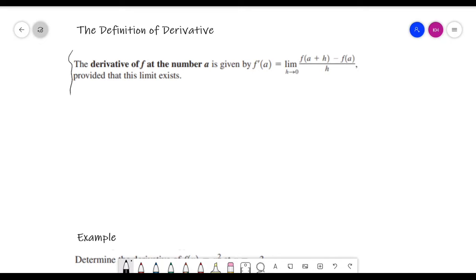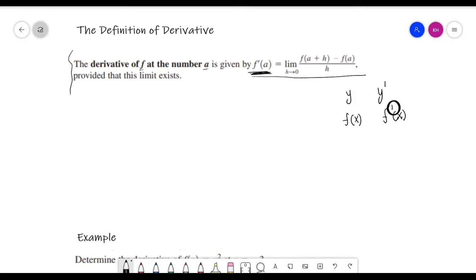So here's the definition of a derivative. Let me just go through this. A derivative of function f at a number a is given by this formula, provided that this limit exists. Now, there are a couple of things that we need to talk about. The first thing is how we are going to denote a derivative. If we have a function y, the derivative would be y prime. If we have a function f of x, the derivative is going to be f prime of x. So that prime denotes our derivative.